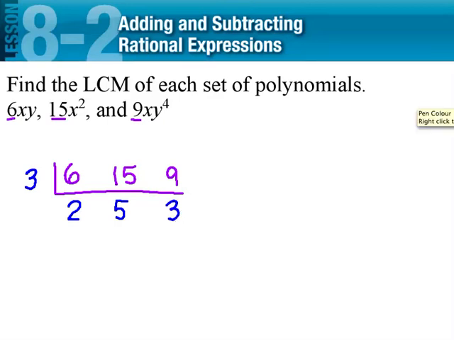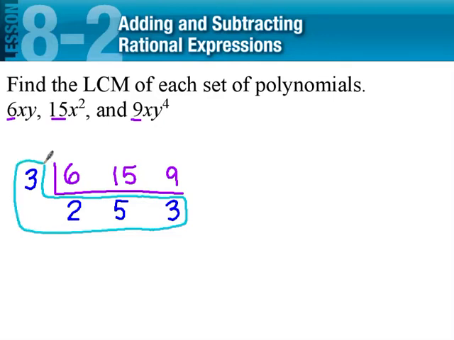Now, when I think of LCM, I notice it's got an L in there, right? So what I'm going to do now is create an L, and I'm going to outline those numbers I've written in blue. That is what the LCM of those three numbers will be if you multiply all those together. So if I multiply 3 by 2 by 5 by 3, I get what? 90. So that is part of my LCM. That is just the numerical part.